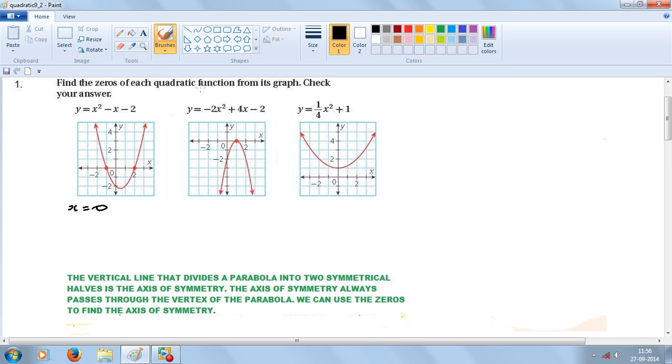So find the zeros of the quadratic function from its graph. See how the graph functions. This graph is a parabola. It cuts the x-axis in 2 points. So find the zeros means where the graph cuts the x-axis is a zero.